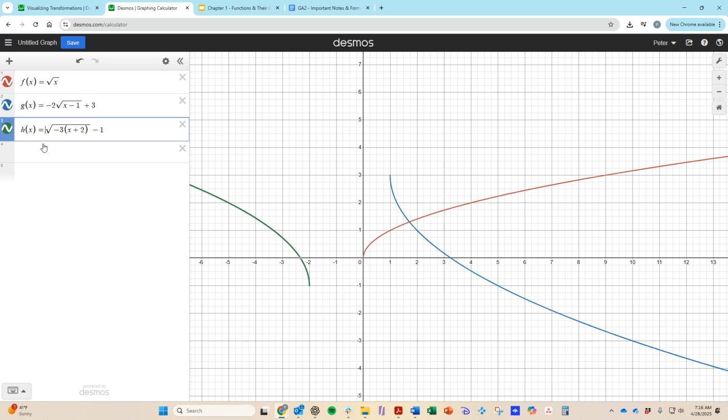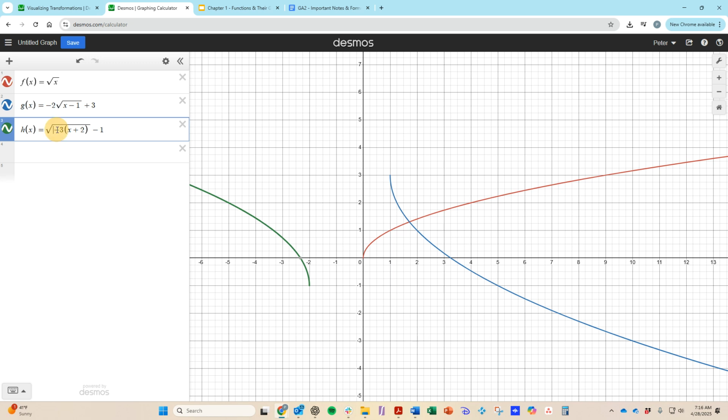Now with the green line, we subtracted 1 on the outside, so that's going to move it down 1. We also added 2 on the inside, so it's going to move it to the left 2. Okay, so you can see that's how we end up here with the green line. So we moved it down 1, left 2.